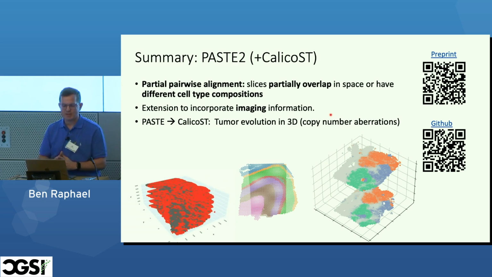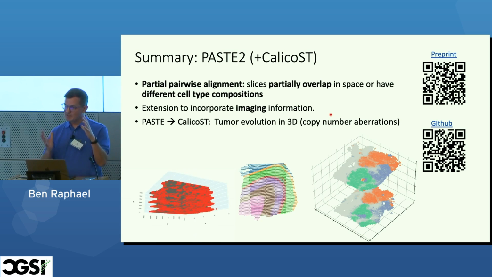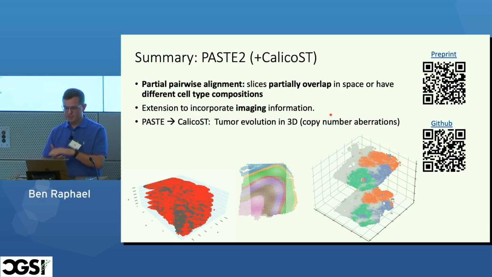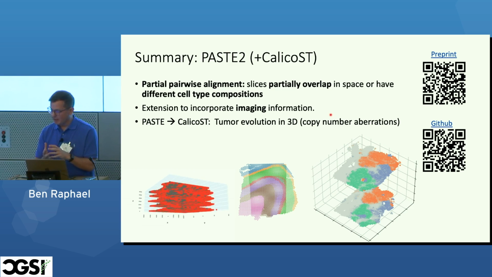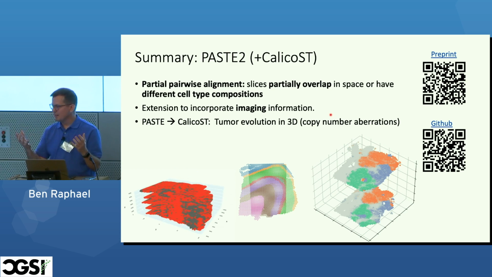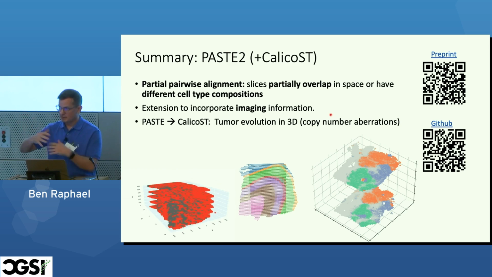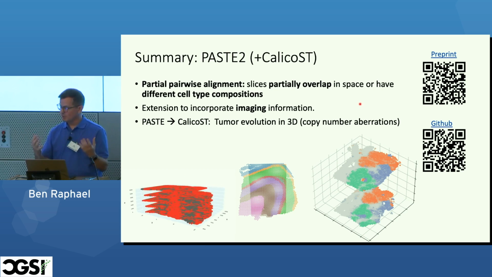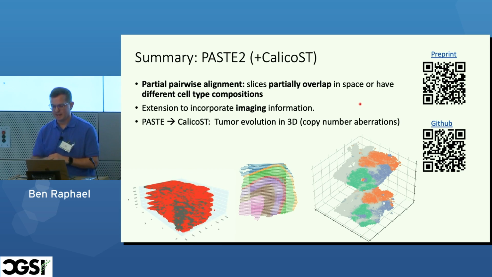So here's just a summary of this last quick part. PASTE 2, the sequel to PASTE, does partial alignment of these multiple slices, and then once you have that alignment, you can start doing lots of cool stuff with it. You can look at anything you look at in spatial transcriptomics, but now in 3D: spatially varying genes, cell type composition. I showed you one application with copy number aberrations in cancer.